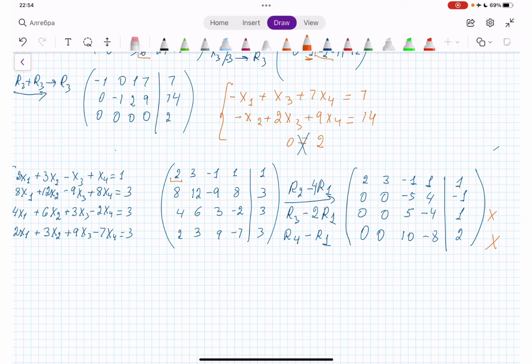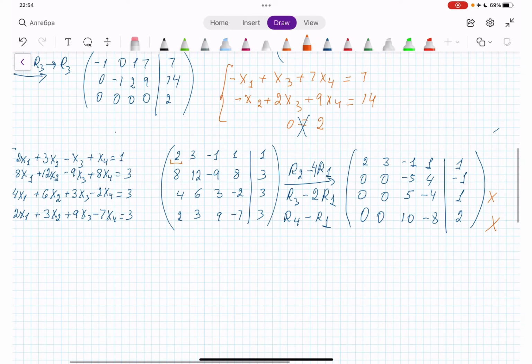And as a result, we are going to get 2, 3, negative 1, 1, 1, and 0, 0, 5, negative 4, and 1. So I just got rid of the negative 1, multiplied by negative 1, got rid of it. Okay, so this is all.